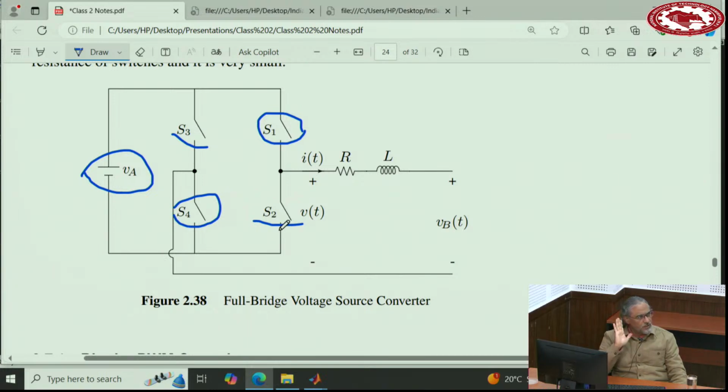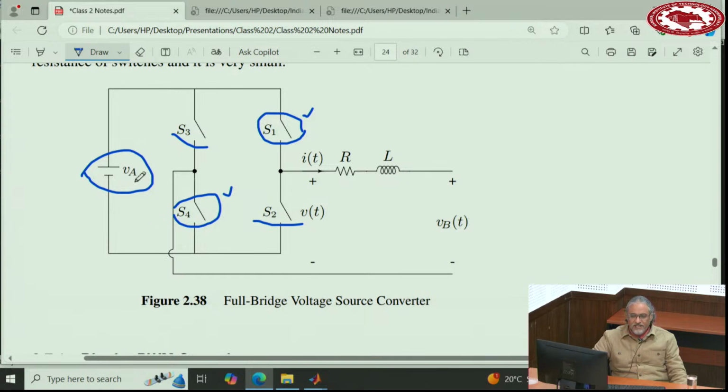S1 and S4 together on, and during that time, obviously, S3 and S2 off. And then next step, S2 and S3 on, and S1 and S4 off. Okay, if you do that, what happens? When you turn this one on and this one on, this point is connected to this terminal, and this point is connected to this terminal.